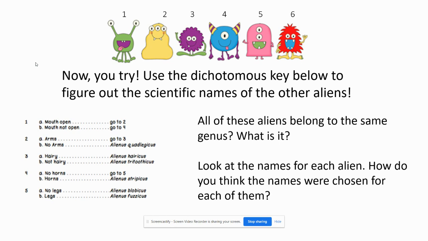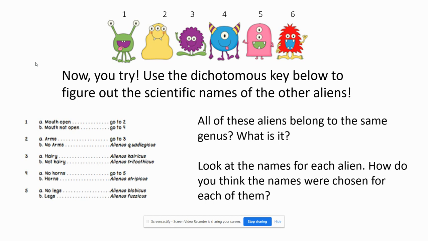So you should have paused the video and written down what you think each alien would be. So all of these aliens belong to the same genus. What would be their genus? Remember that when we have a scientific name, it's composed of a genus and a species. The genus is the first name, the species is the last name. So what genus would these aliens be in? They would all be part of the Alienus genus. They each have a different species name, but they all have the same genus name.